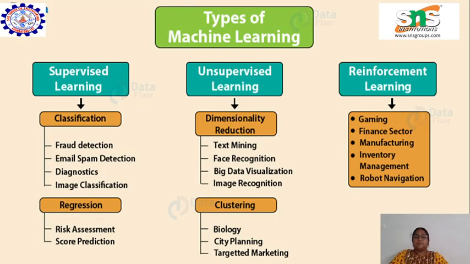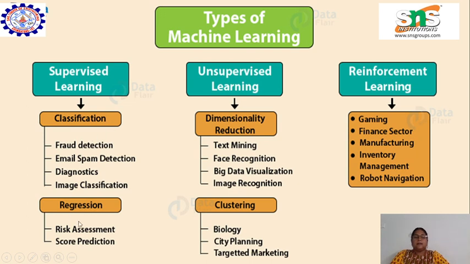Now I will explain the different categories that come under supervised, unsupervised, and reinforcement learning. Supervised learning is further classified into two types: classification and regression. Unsupervised learning is classified into dimensionality reduction and clustering. Reinforcement learning has no further classification; we have only reinforcement learning. From the name, classification is going to classify something. Examples are fraud detection, email spam detection, diagnostics, and image classification.